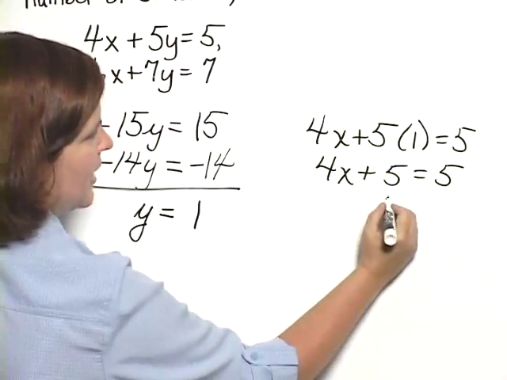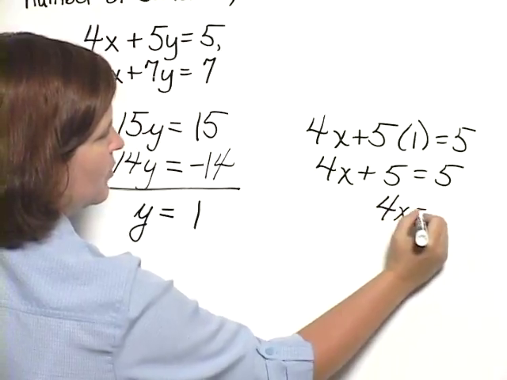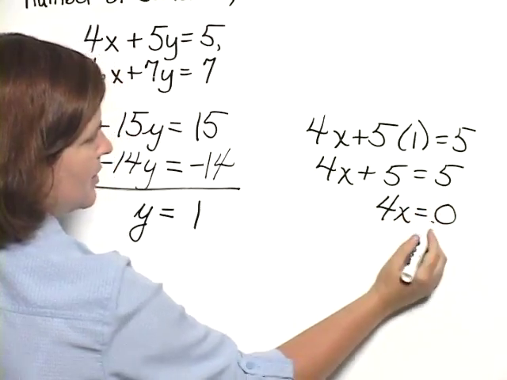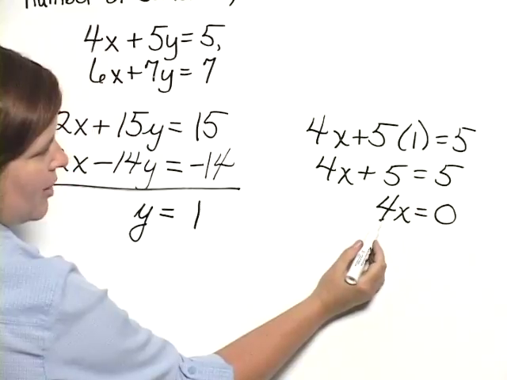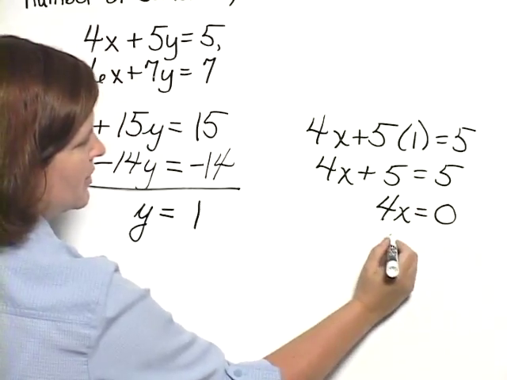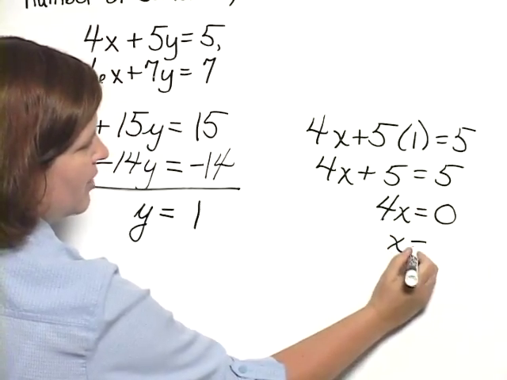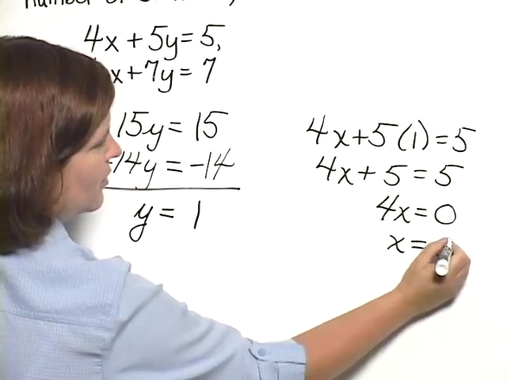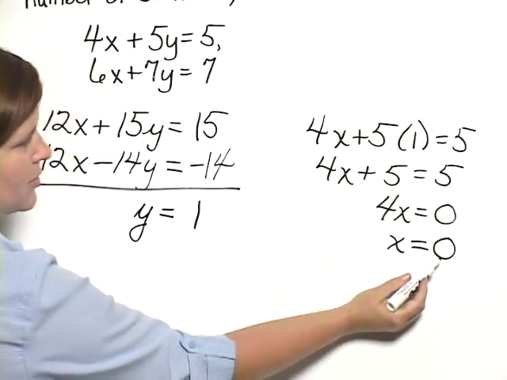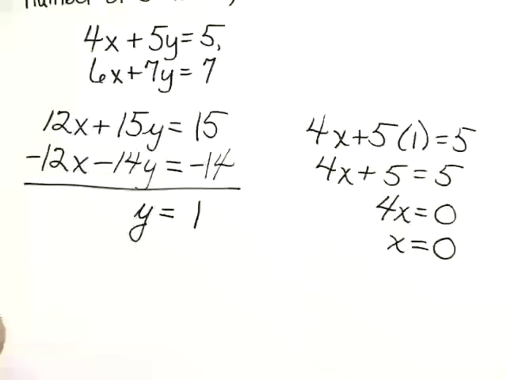Subtracting 5 from both sides, I get 4x equals 0. Now 0 is not a problem there because I can divide both sides by 4. This gives me x, and 0 divided by 4 is simply 0. So I have a possible solution, x is 0 and y is 1.